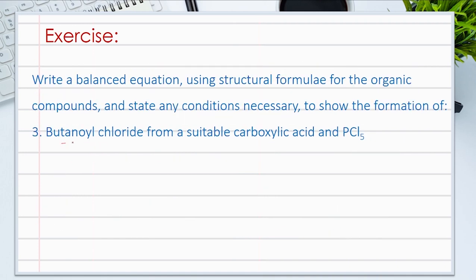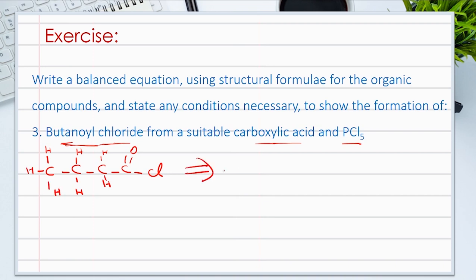The third part of the exercise shows how to prepare butanoyl chloride using phosphorus pentachloride and the corresponding carboxylic acid. First, we write the structure of butanoyl chloride. 4 carbons, one of which is doubly bonded to oxygen, singly bonded to chlorine atom, and singly bonded to another carbon. Then this carbon needs 2 hydrogens, and this one as well. For the terminal carbon, it is attached to another 3 hydrogens. So the corresponding carboxylic acid is butanoic acid.